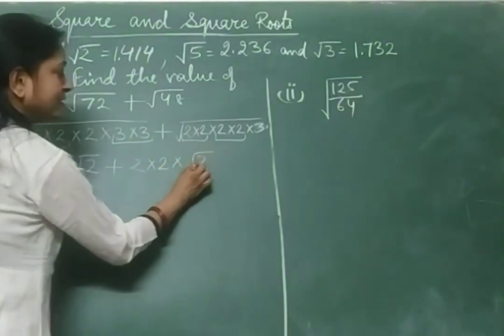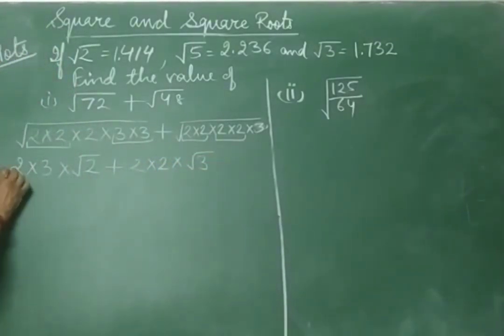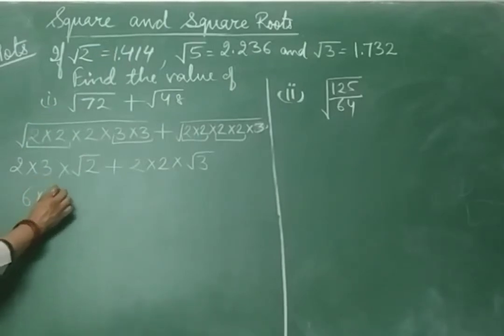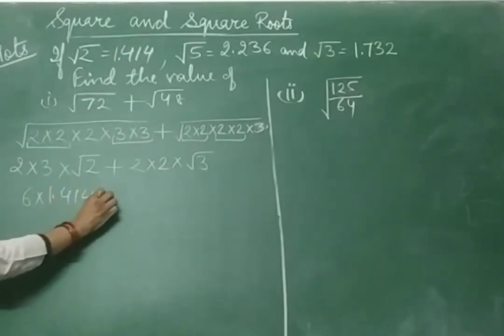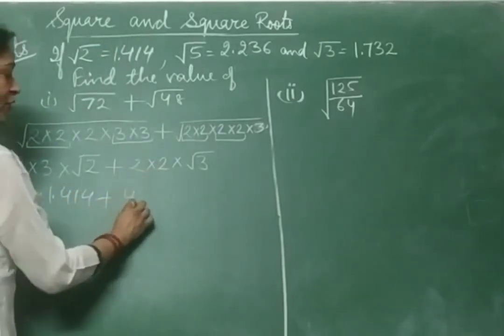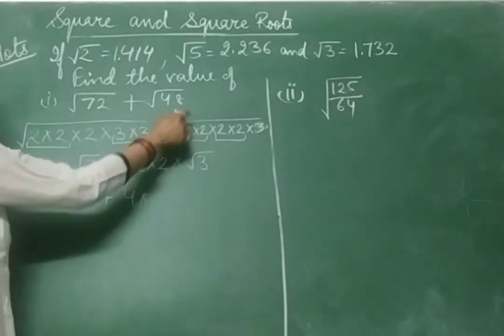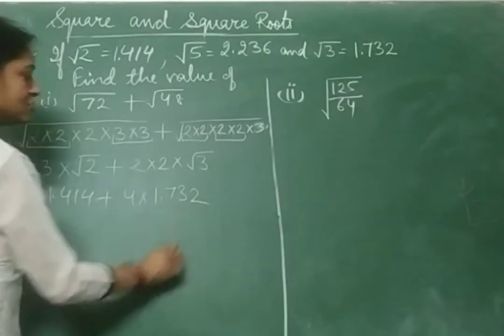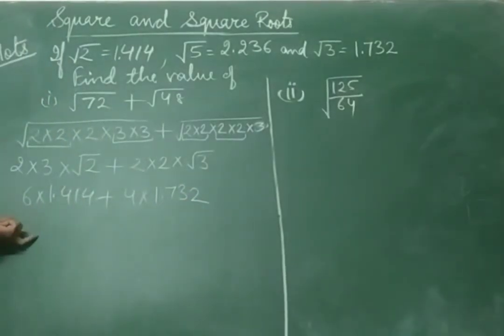root of 3. Now 2 3s are 6 multiplied by, now put the value of square root of 2, that is 1.414, plus 2 2s are 4 multiplied by, put the value of square root of 3, that is 1.732. Now we have to multiply.